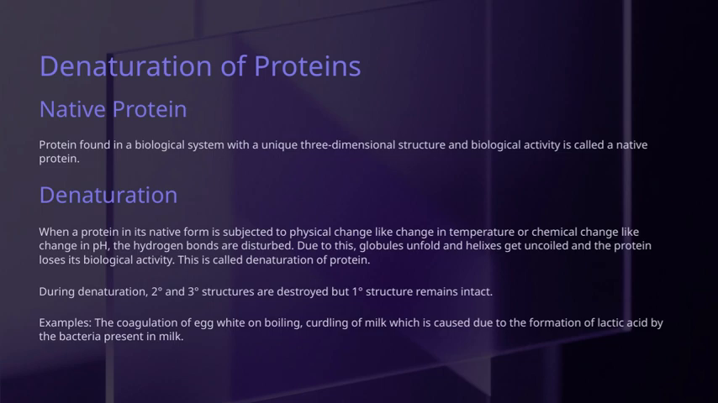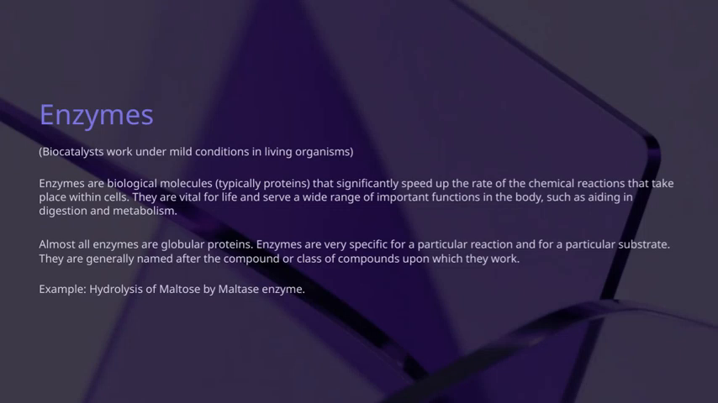This structure is crucial because it directly relates to its biological activity. When denatured, the protein loses this specific shape, and consequently, its function. Let's talk about enzymes, which are almost all globular proteins. These fascinating molecules are incredibly specific. They only catalyze particular reactions and work with specific substrates. You might notice that enzymes are usually named after the compound or class of compounds they act upon, making it easier to understand their function.